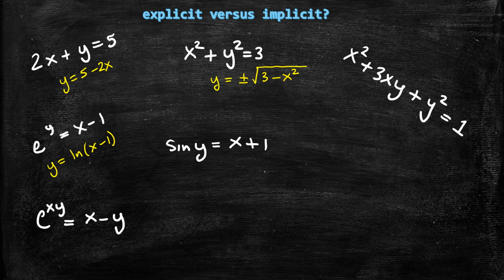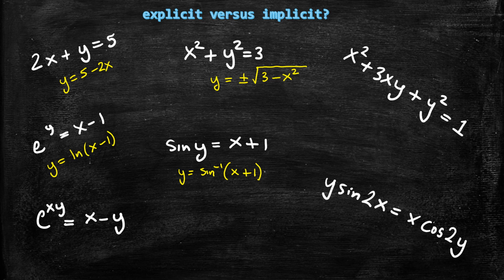Let's take another one, sine of y equals x plus 1. Technically, you could take the inverse sine of x plus 1, but you would lose some solutions by doing that, because you would restrict the values that y could take on. And then finally, this is a relation we're going to analyze later in this video. This would be impossible to isolate y in.